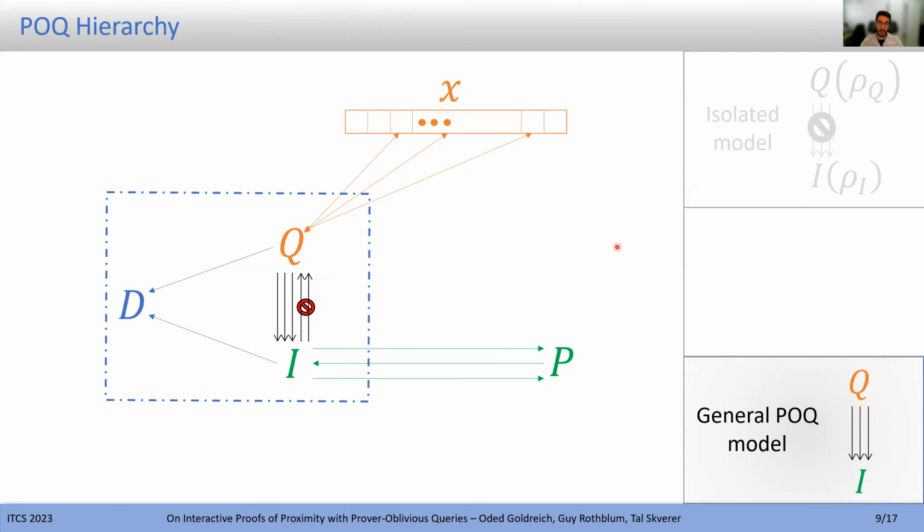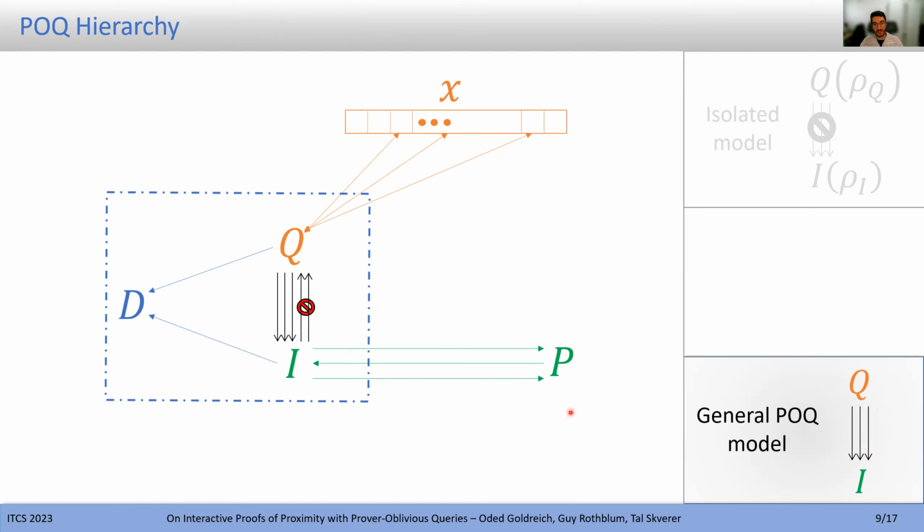On the other extreme, if we do not limit at all what Q might send to I, we end up with a general prover-oblivious queries model, which is the strongest prover-oblivious queries model, in which Q can send anything it wants to I. That means it can send its internal randomness, the queries it makes, and the answers to the queries.